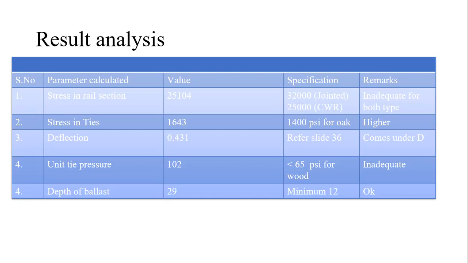Again, this 102 psi we have calculated, and we have allowed less than 65, so it is inadequate. For the depth of the ballast, the minimum is 12 inches, so it's okay; we have a ballast depth of 29.6. To conclude this numerical, we can say more or less our stress in the rail section is okay for a 133 pound per yard rail.